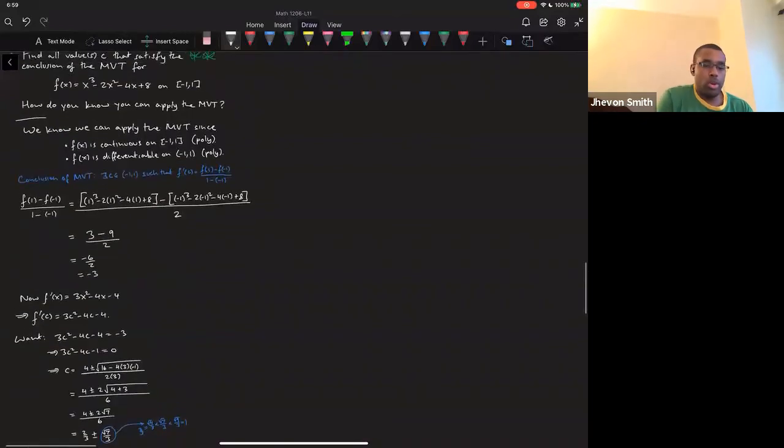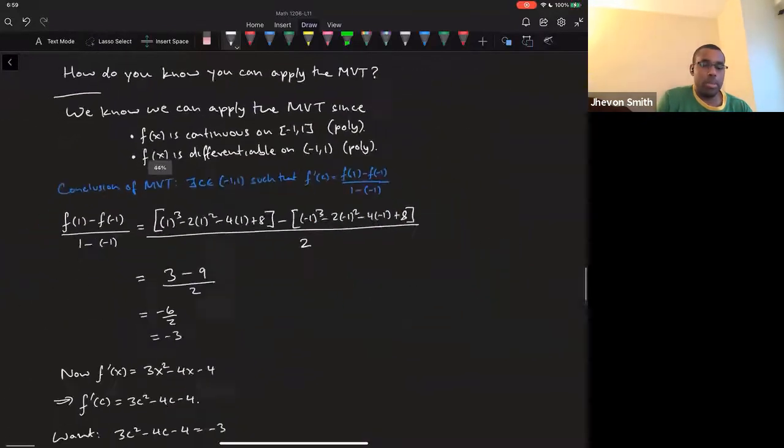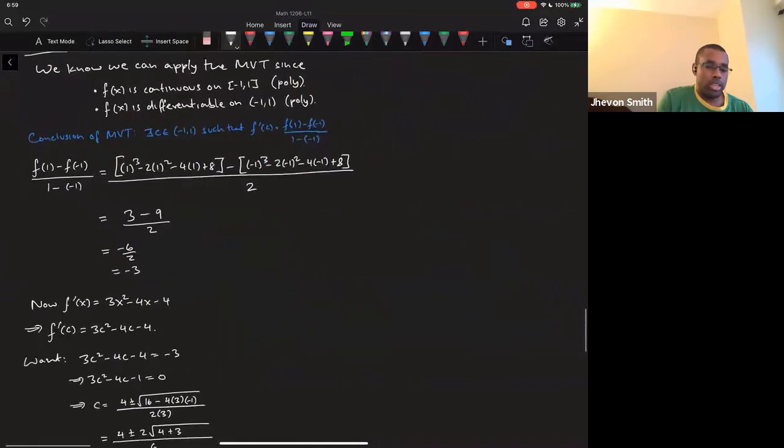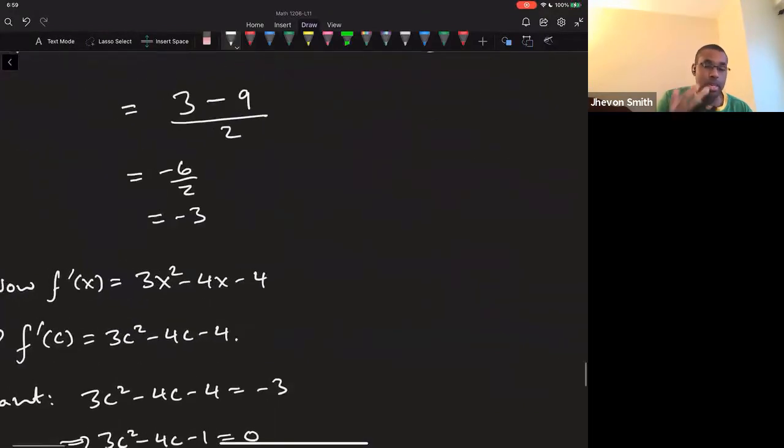So it comes down to you knowing what it says, what the assumptions have to be, and what the calculations need to say. The derivative needs to be the same as the average rate of change. So that's that.